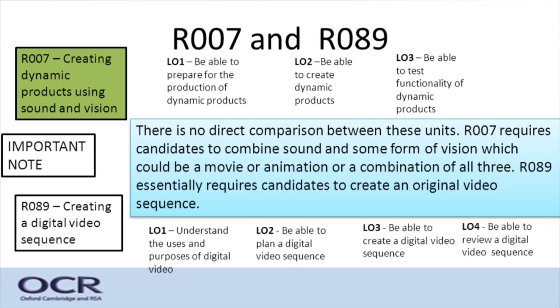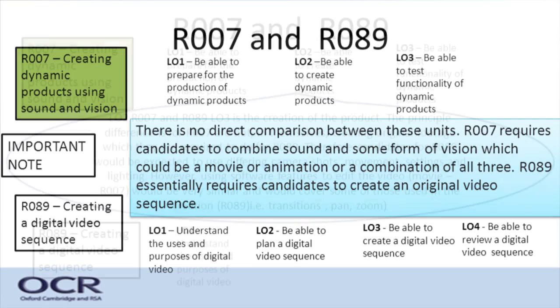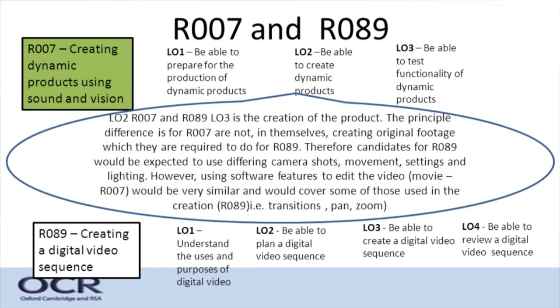There is no direct comparison between these units. R007 requires candidates to combine sound and some form of vision, which could be a movie or animation or a combination of all three. R089 essentially requires candidates to create an original video sequence. LO2 R007 and LO3 R089 are the creation of the product.